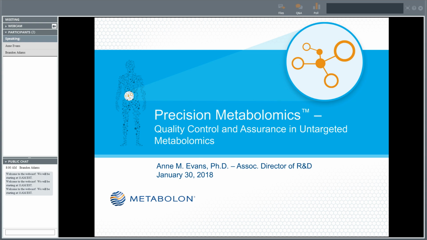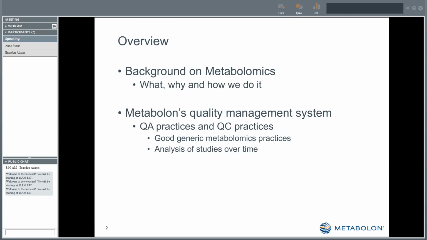As Brandon introduced, I'm going to be giving a talk today about the various quality control and quality assurance practices for our untargeted metabolomics methodology that we use here at Metabolon. Just as a brief overview, I'm going to go over a little bit of what is metabolomics, why do we like metabolomics, and how do we do the brand of metabolomics that we do here, and then leap off from that into Metabolon's quality management system, including some of our QA and QC practices, which of these are just sort of good generic metabolomic practices.